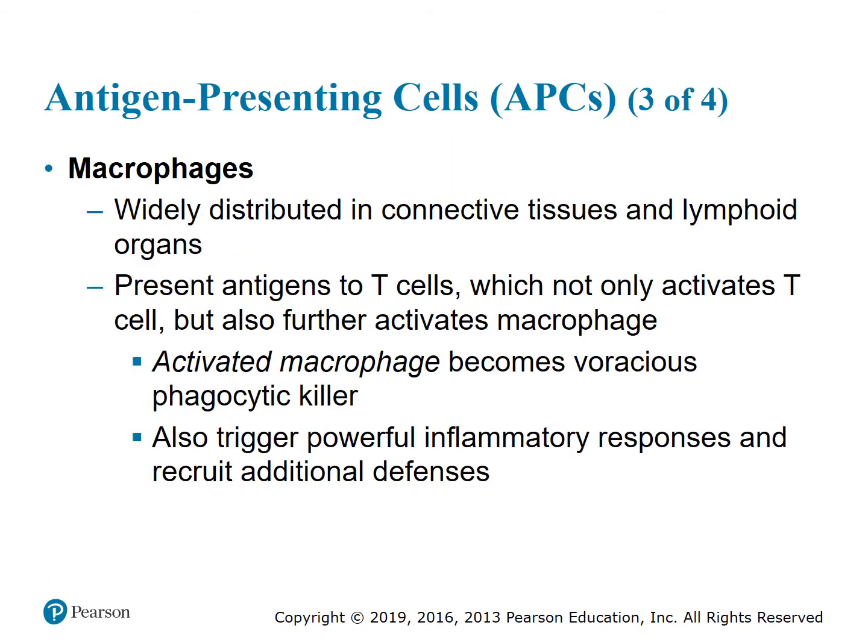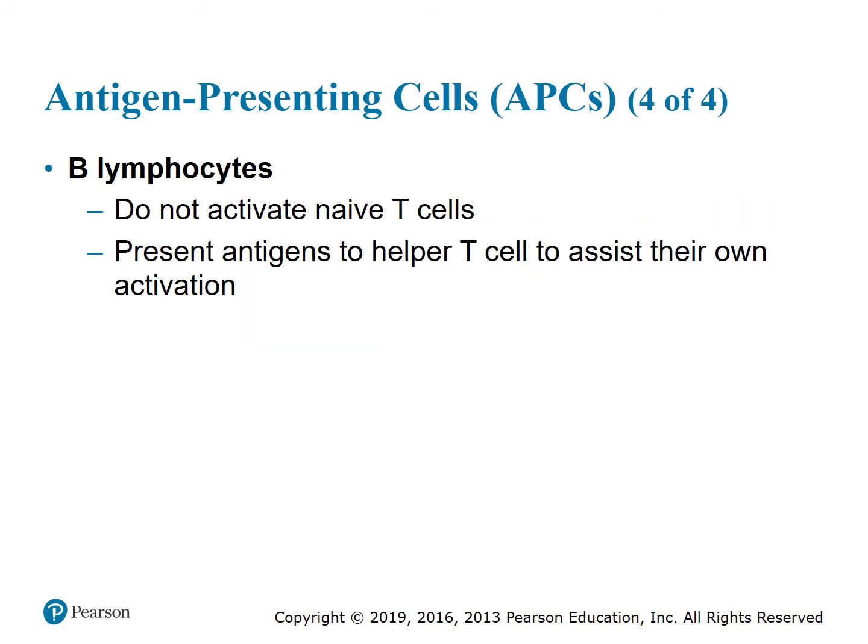Macrophages are widely distributed in connective tissues and lymphoid organs. They present antigens to T cells, which not only activates the T cell, but also further activates the macrophage. An activated macrophage becomes a voracious phagocytic killer. They also trigger powerful inflammatory responses and recruit additional defenses. B lymphocytes do not activate naive T cells. They present the antigens to helper T cell to assist their own activation.